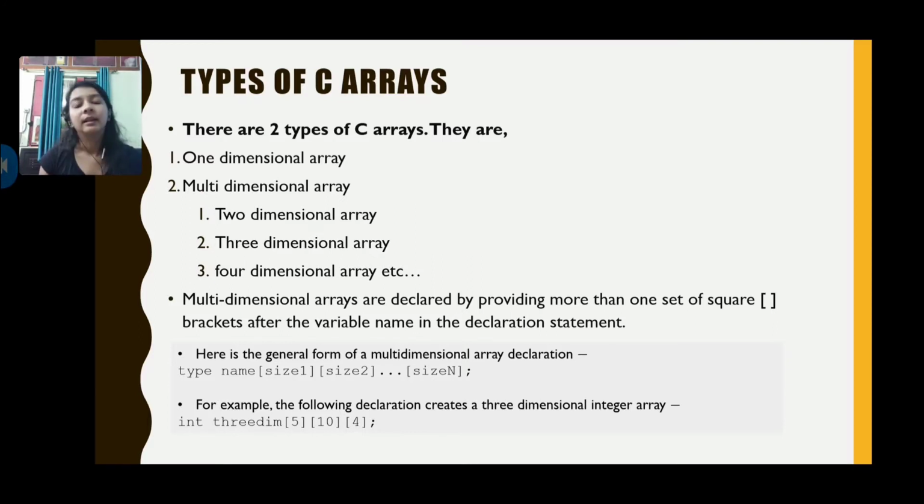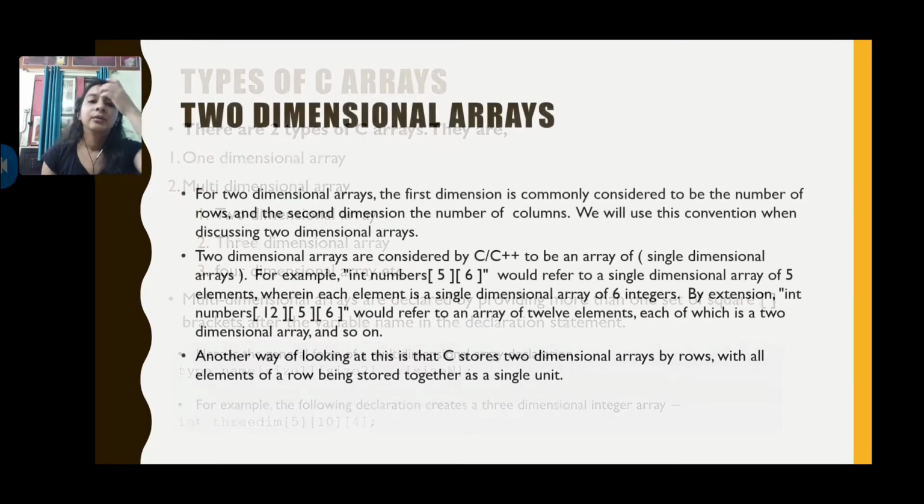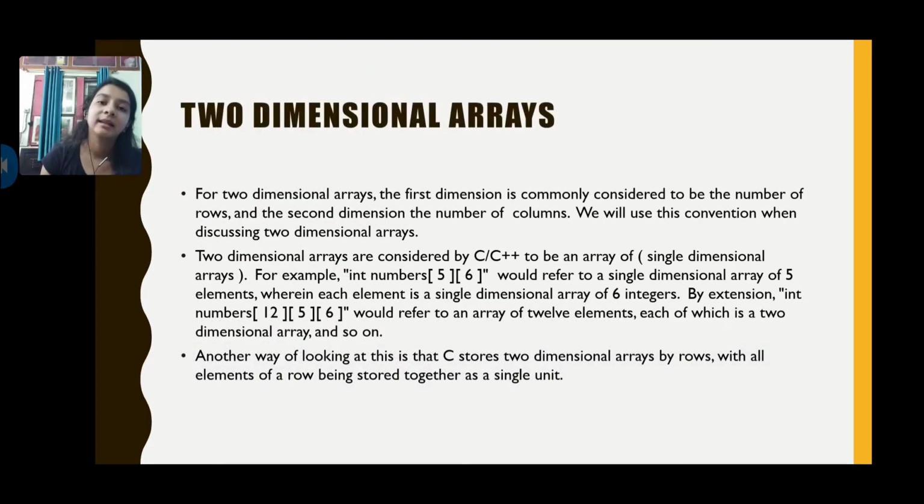It becomes simpler then. Now, two-dimensional arrays are more frequently used and we need to become familiar with that. For two-dimensional arrays, the first dimension is commonly considered to be the number of rows and the second the number of columns. This is the standard convention used. Two-dimensional arrays are considered by C or C++ to be an array of single-dimensional arrays. It is considered to be a collection of 1D arrays.